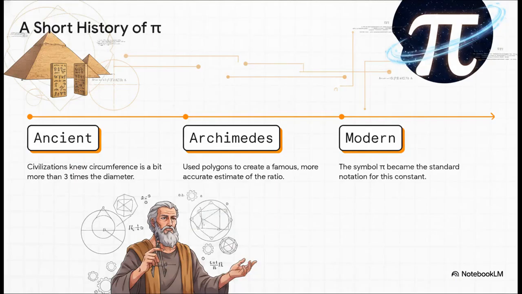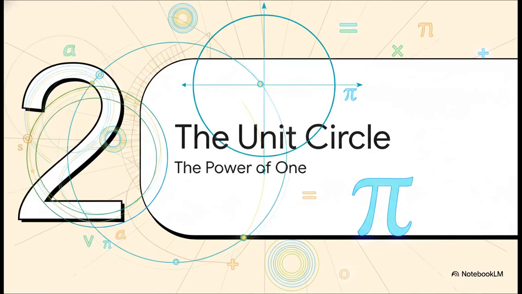You can even see it in the history here. The idea of pi has been around forever. Ancient civilizations, they knew about this fundamental relationship. Then you get brilliant folks like Archimedes who figured out super clever ways to get a really good estimate. That famous symbol we all use today, pi, well, that came way, way later. The concept is ancient. Okay, so we've established what pi is at its heart. It's this constant ratio. But how in the world do we get from a ratio to an angle?